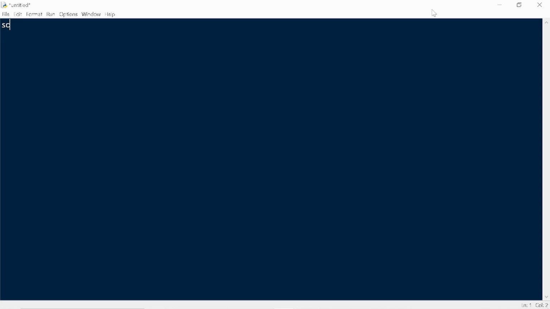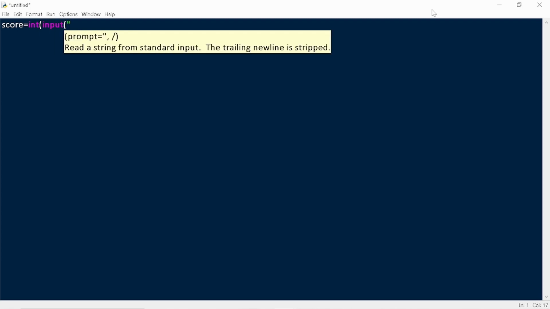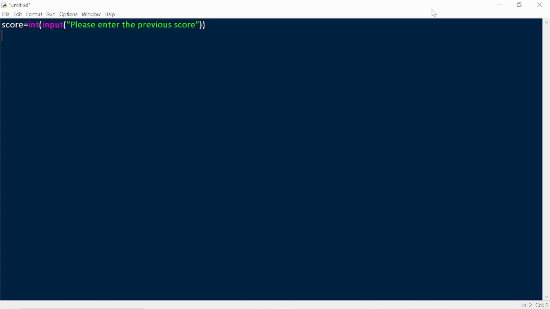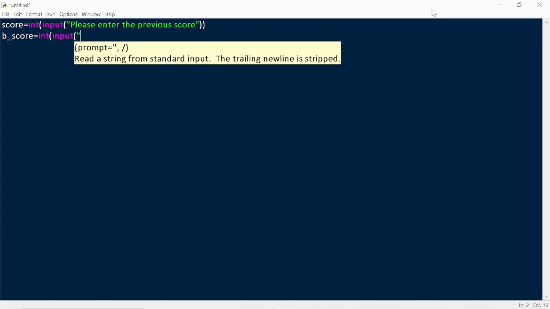Let me take a variable for score, and we have to take an input from the user: please enter the previous score. Now we want the user to enter b_score, a variable for how much score has been made on the specific ball.